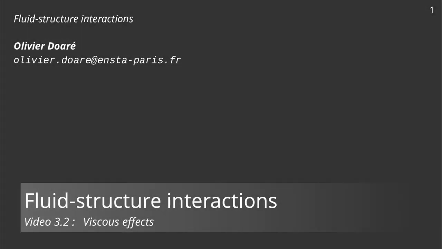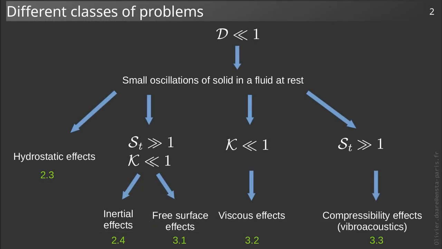In this video, we continue our review of the different interaction phenomena between a structure and a fluid at rest. This time, we'll focus on the effects of viscosity. We will therefore remove one of the assumptions made so far, which was to consider the Stokes number large. Only the compressibility of the fluid will be put aside by imposing K very small.